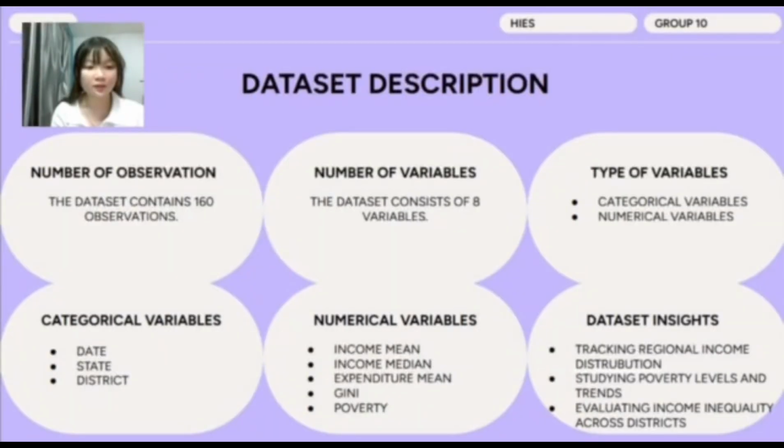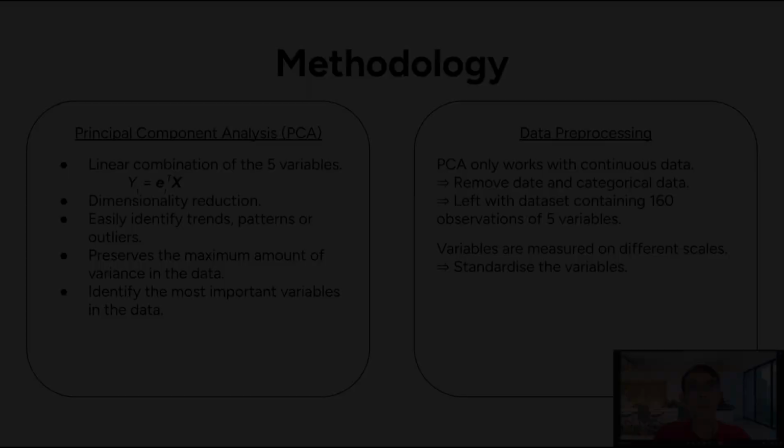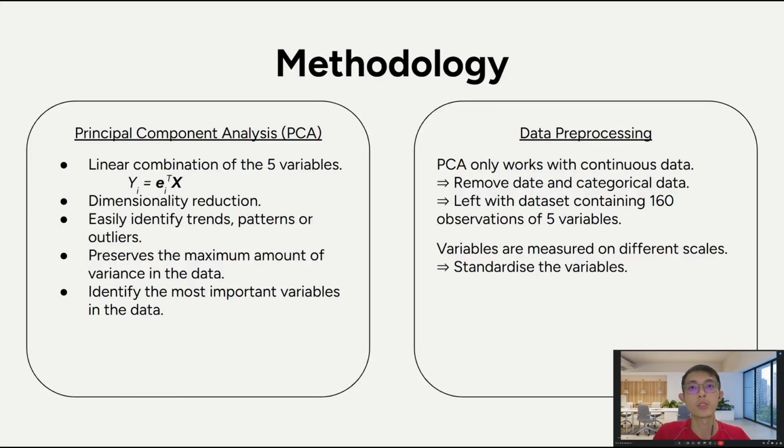Hi everyone, I'm Song and I will now present the data description part of our project. This dataset contains 160 observations and 8 variables, including both numerical and categorical variables. The categorical variables are date, state, and district. The numerical variables include income mean, income median, expenditure mean, Gini, and poverty. This dataset offers insight into income distribution, poverty level, and income inequality, making it a valuable resource for understanding regional economic trends.